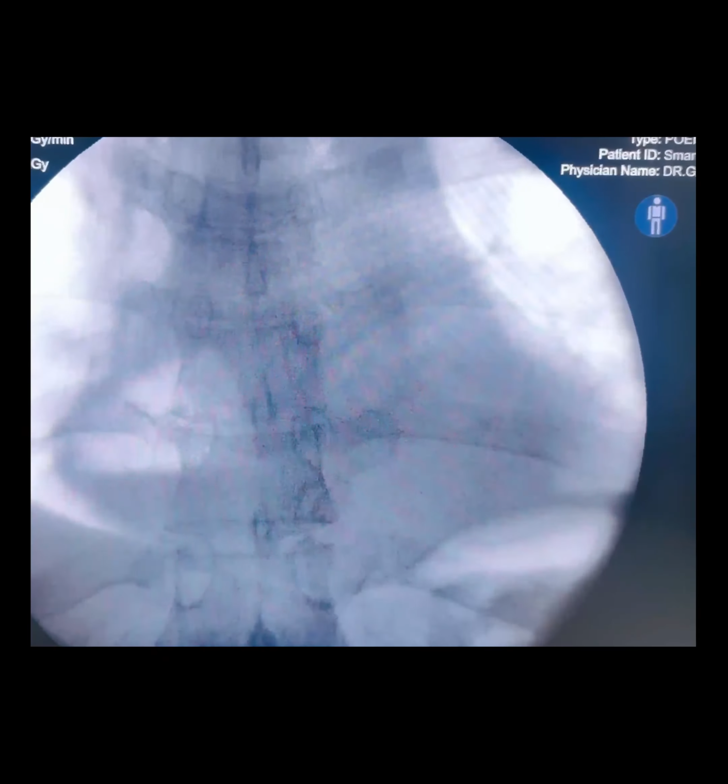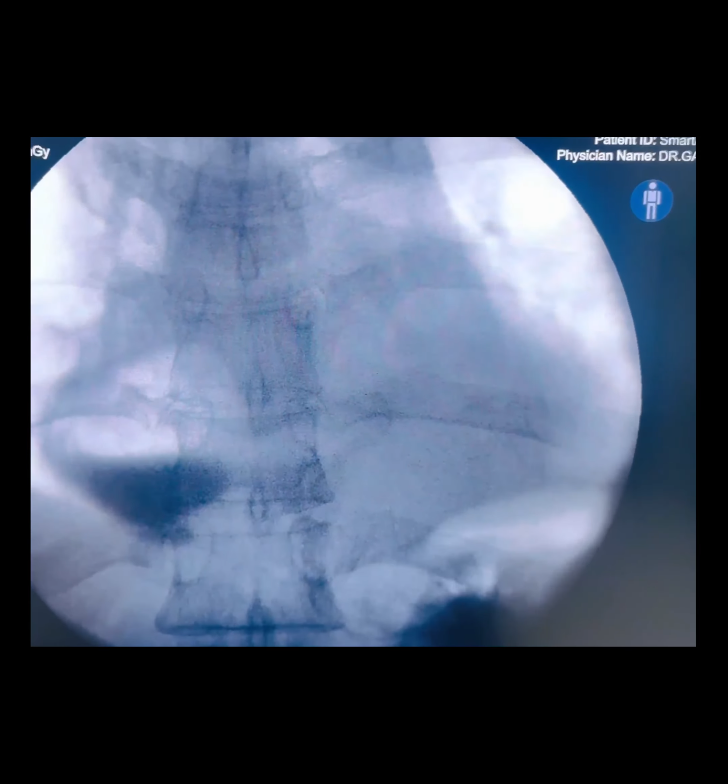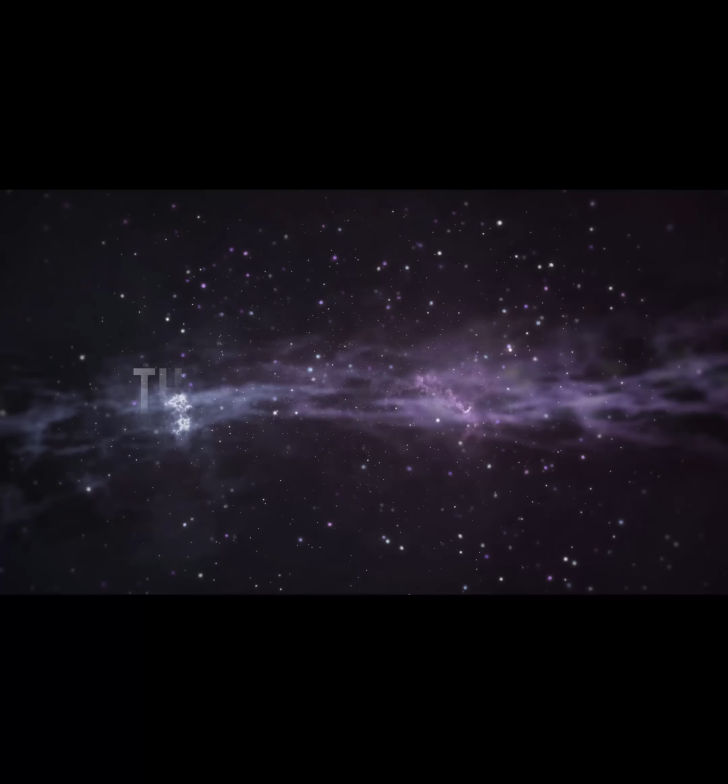Post-POEM contrast study shows no leak, with swift and easy passage of contrast into the stomach and almost complete emptying of the diverticulum. Thank you.